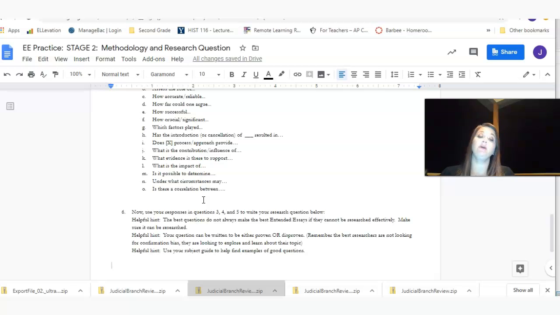Maybe it's a popular thought that you would like to dispel or disprove. Remember, the best researchers are not looking for confirmation bias. They are looking to explore and learn about their topic. So you're really just doing some research to begin with to learn about your topic, and then you need to actually question it and figure out the problem and come up with a solution to that. And the last helpful hint is to use your subject guide, and you can find that in Canvas to help find good examples of good questions for your topic.